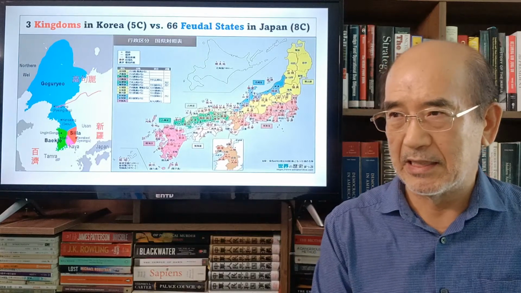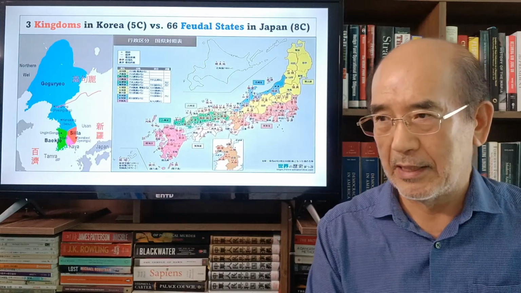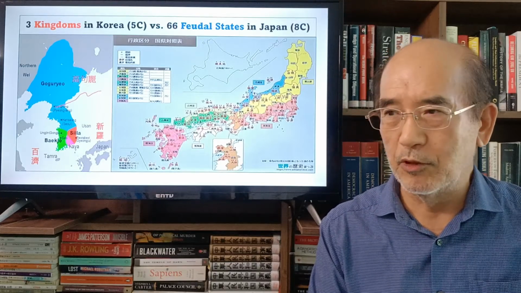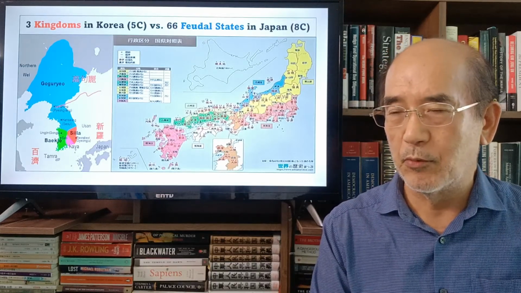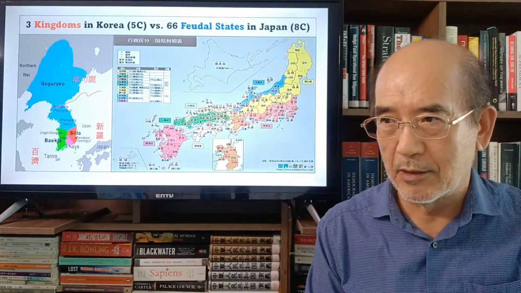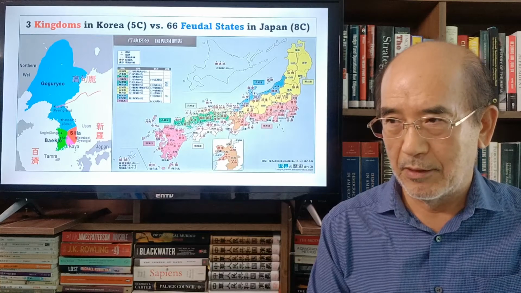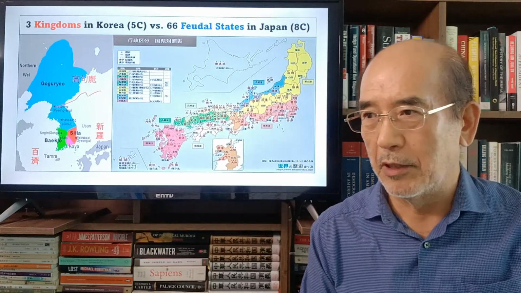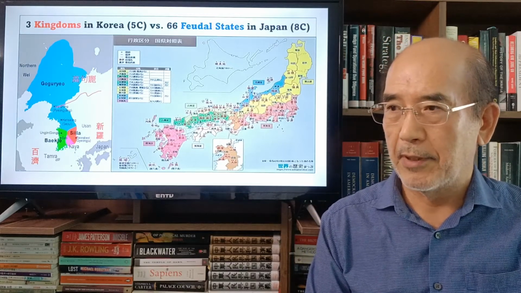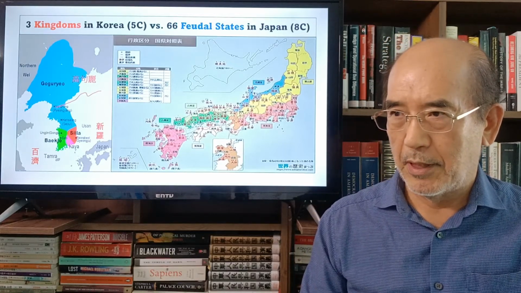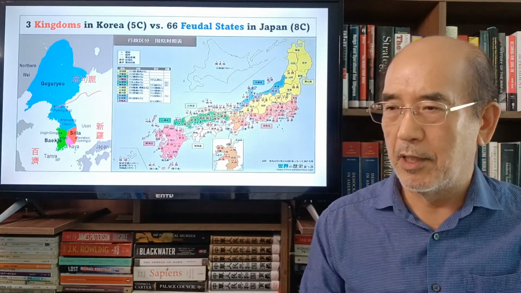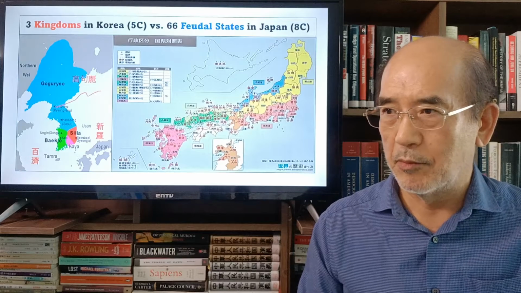Okay. On the other hand, if you look at this map of the Japanese archipelago in the 8th century, you have 66 feudal states. If you are familiar with Japanese literature or movies, you will see many movies with these triangular-shaped Japanese castles where lords live. So quite like a middle age European society, there are many feudal lords who had sovereignty over some size of a piece of land.